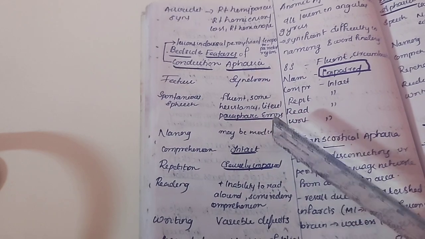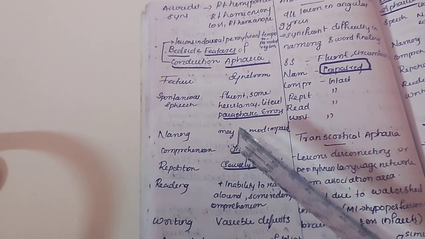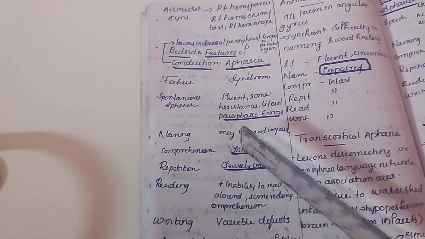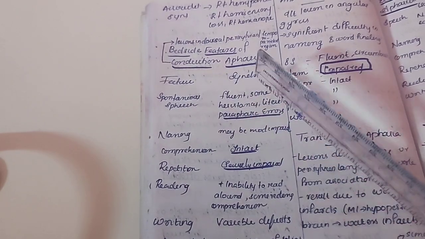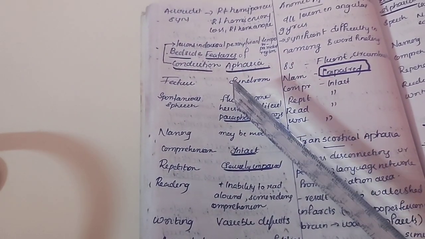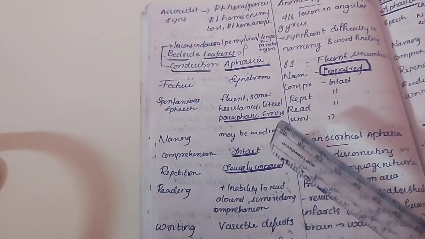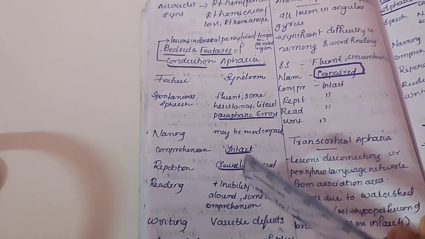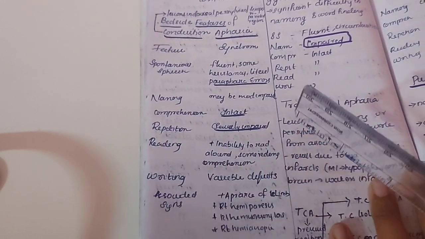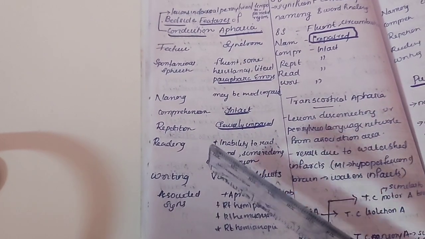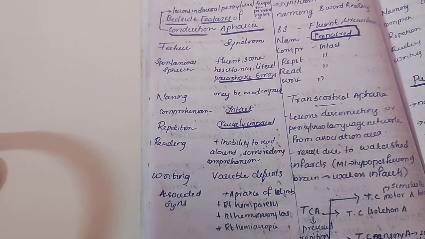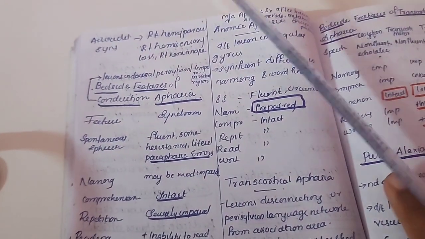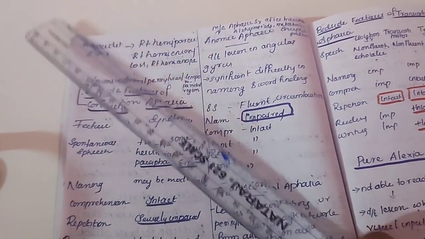So in conduction aphasia, the comprehension is intact, just like Wernicke's aphasia. But in Broca's aphasia there is non-fluent speech, while here the speech is fluent. That's the difference, okay. And repetition is severely impaired. Reading is the inability to read aloud, that is the main thing. Writing has variable defects, and associated symptoms like apraxia of some limbs are also present along with the triad of symptoms.